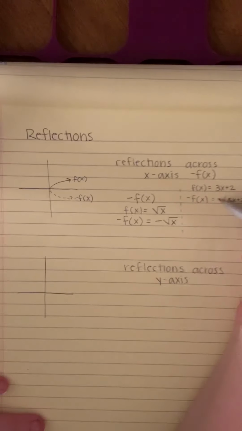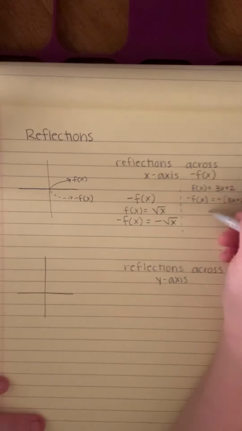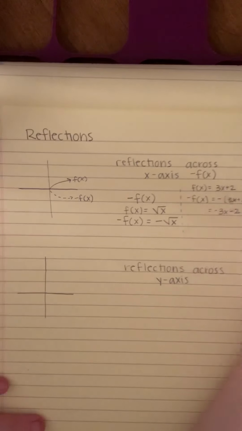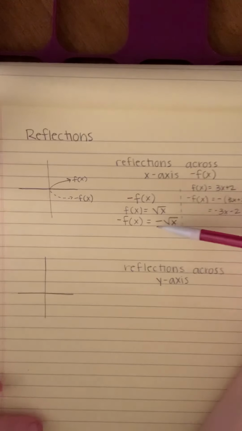If I put a negative in front of the whole thing, I have to make sure I distribute that negative to everything that's happening. So this and this would be the difference of equations. This would be the original, and this would be the reflection across the x. Okay, but for right now, let's just stick with some parent functions and go from there.